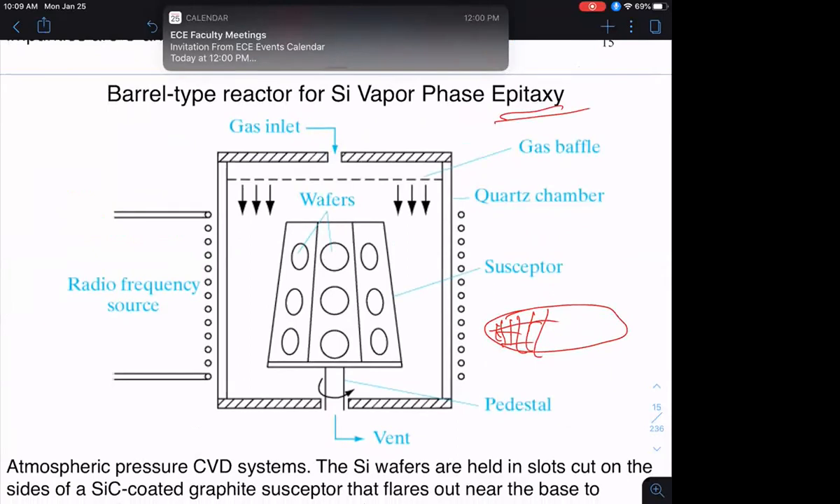Epitaxy. The term epitaxy means I'm growing a thin layer in an ordered fashion. It comes from a Greek word. Epi means on top of. Taxis means in an ordered fashion. So how do you do that?